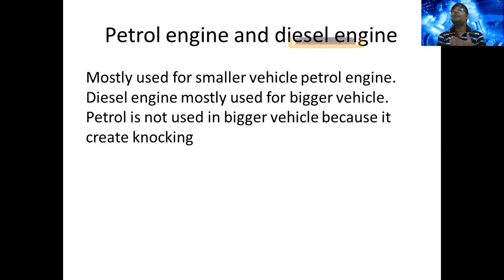But in a smaller vehicle, we cannot get so much high pressure and temperature, because for creating high pressure and temperature, we need a bigger combustion chamber or a bigger cylinder. Only if we compress in a bigger cylinder can we get high pressure and temperature. That's why diesel engine is not used in smaller vehicles. Diesel engines we mostly use in bigger vehicles.